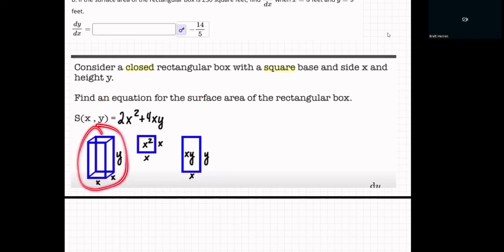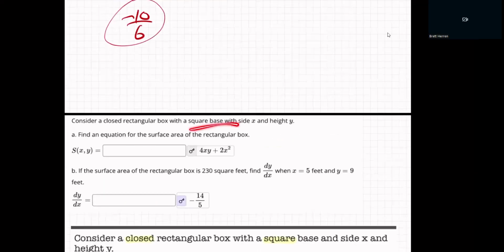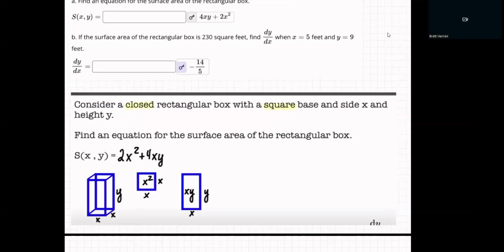So here's the box, and it's a square base, the sides are x, and the height is y. So the height here is y. The square base, the sides are x by x, right? That's what they said up here: square base, side x, height y. So that's what it looks like.